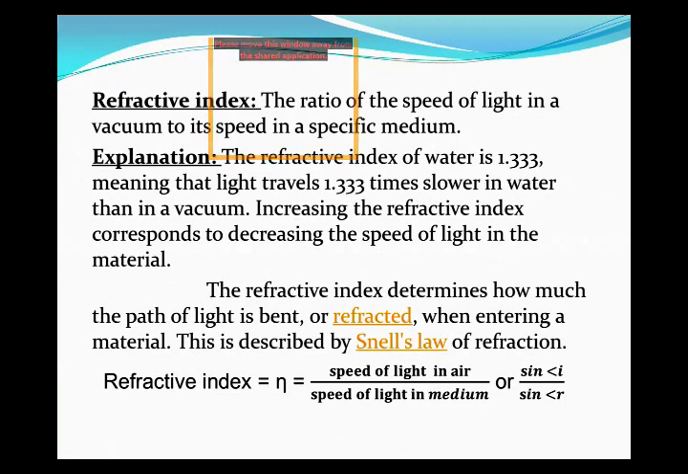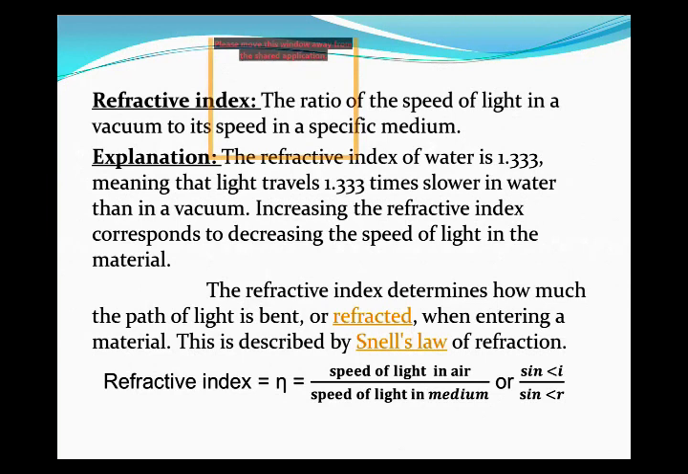He said that the refractive index, represented by the small n, is the ratio of the speed of light in air to the speed of light in the medium. What is the refractive index? It is the ratio between the speed of light in air and the speed of light in the medium. In other words, it is sine angle i upon sine angle r. Sine is a trigonometric ratio.